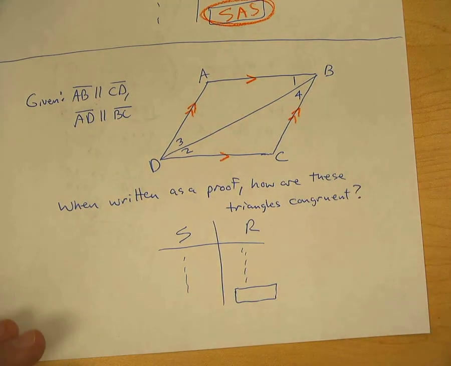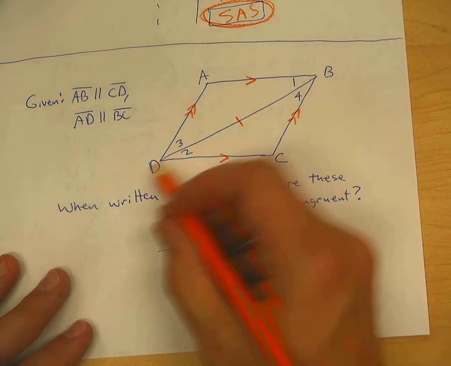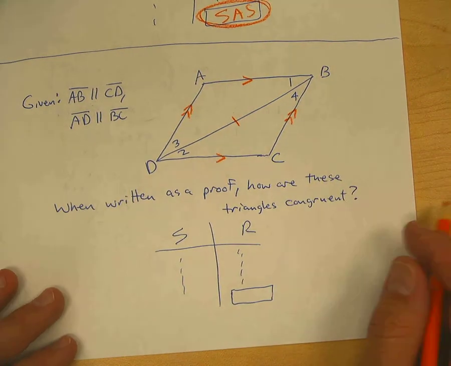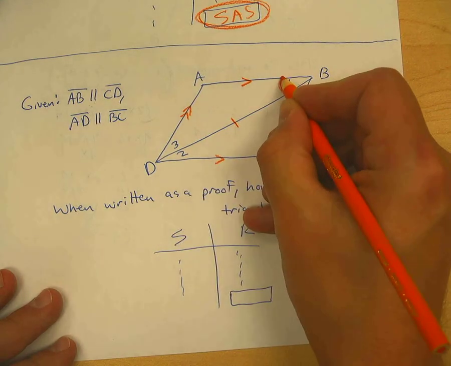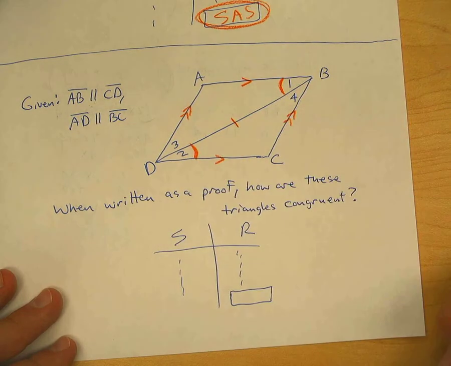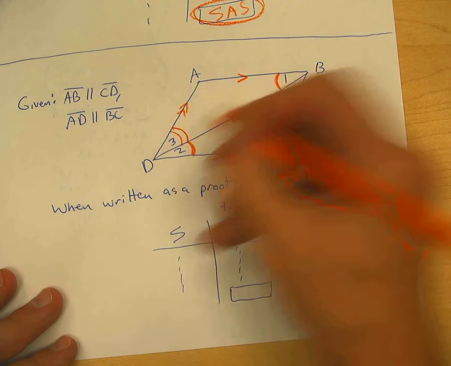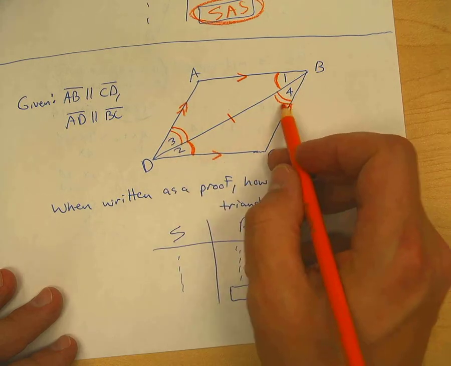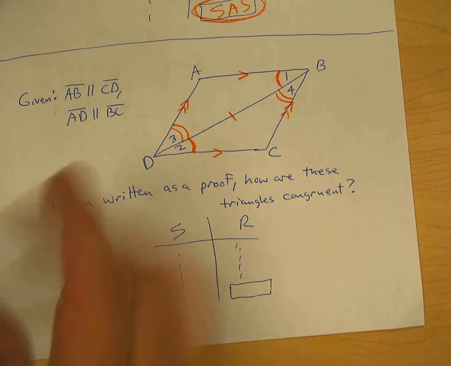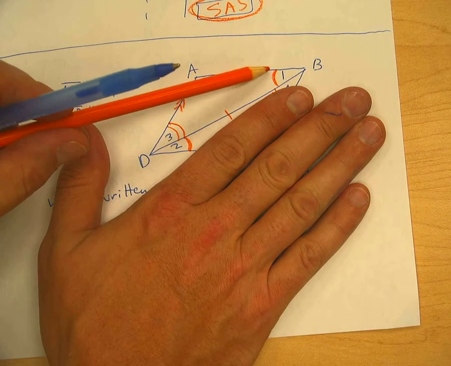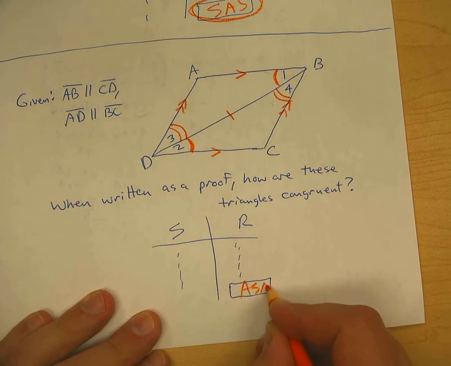Okay. Now I don't have any sides congruent other than the side that's in the middle. By the reflexive property, BD is congruent to itself. Now, since these two are parallel, I know 1 and 2 are alternate interior angles, so those are congruent. And I also know, because these two are parallel, 3 and 4 are congruent because they're alternate interior angles. So if you look at each triangle right here, I have an angle, a side, and an angle. So it's going to be ASA.